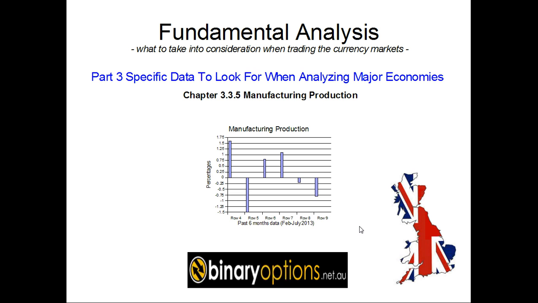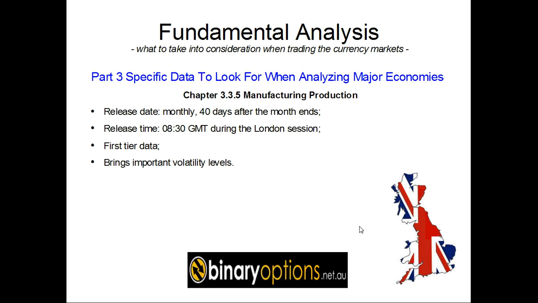Until then, let's try to make a synopsis for the manufacturing production. The release date for the manufacturing production is monthly, 40 days after the month ends. The release time is 8:30 GMT during the London trading session. It is a first tier data, and it brings important volatility levels.